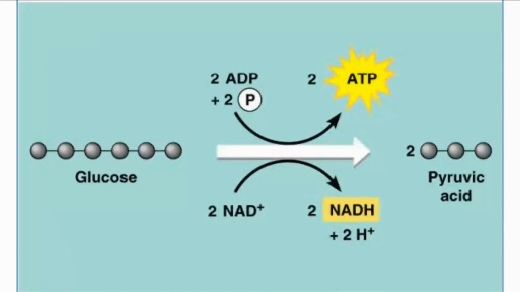The image shown on your screen shows what is happening during glycolysis. During glycolysis, a glucose molecule is going to come in and be transformed by energy carriers within the cell and produce two ATP, two NADH, and two pyruvic acid molecules.